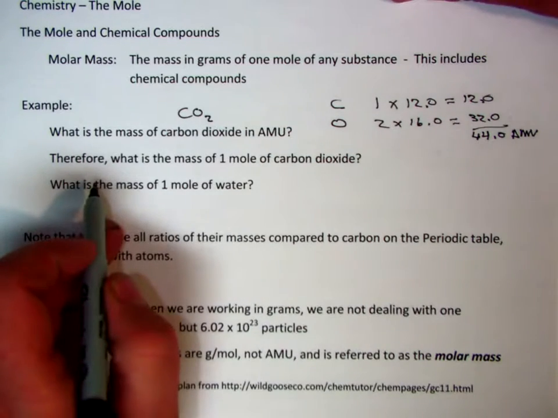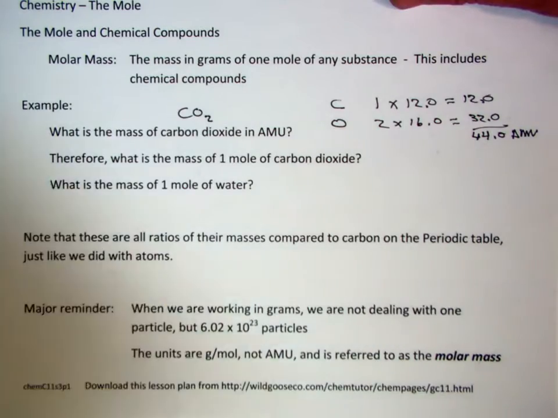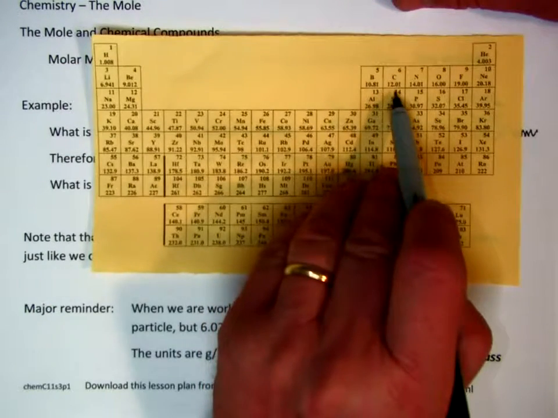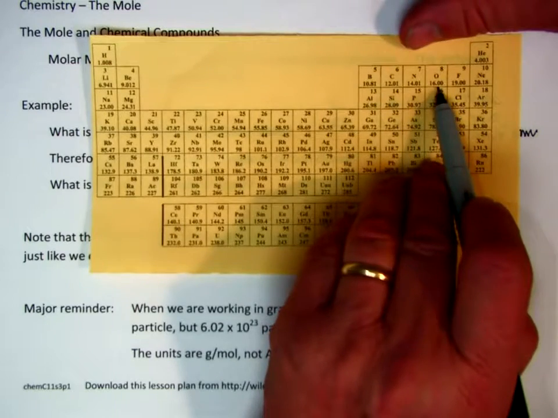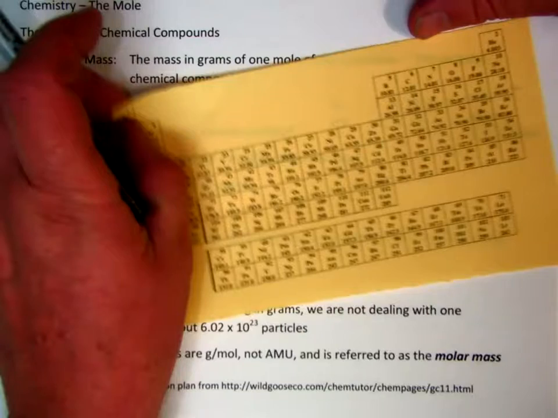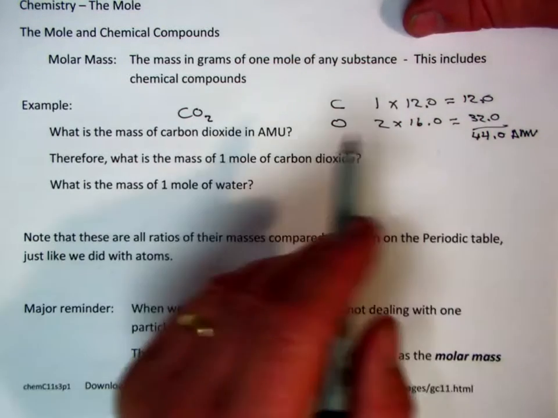Now, you do know that I got those numbers from the periodic table. You've been seeing me do this. Carbon has a mass of 12.01 atomic mass units. Oxygen has a mass of 16.00 atomic mass units. Therefore, the compound CO2 has a mass of 44.0 atomic mass units.